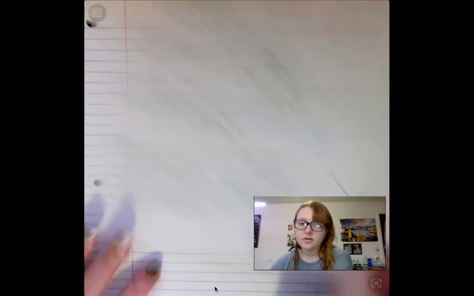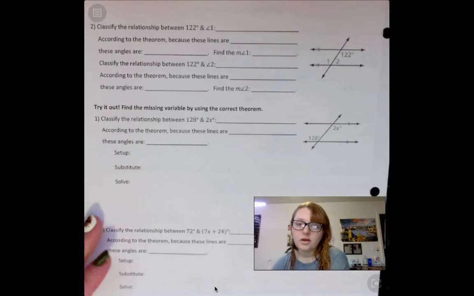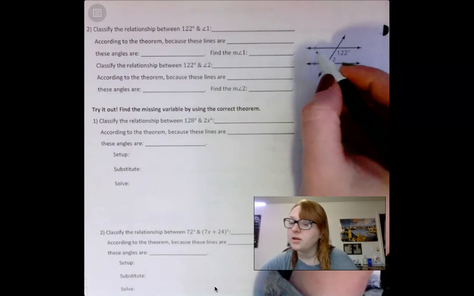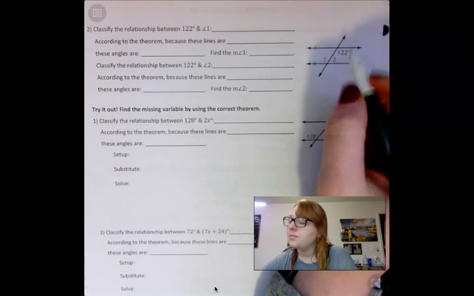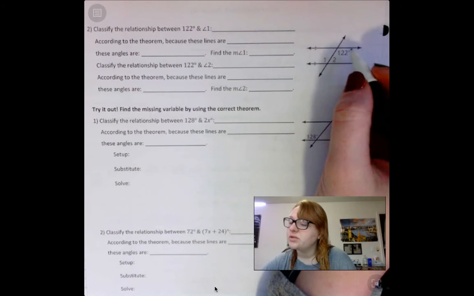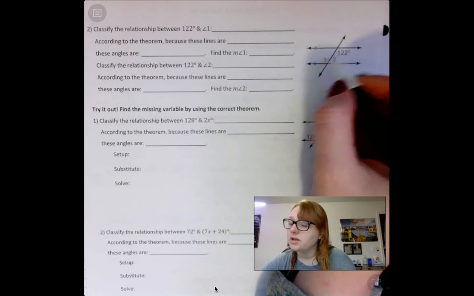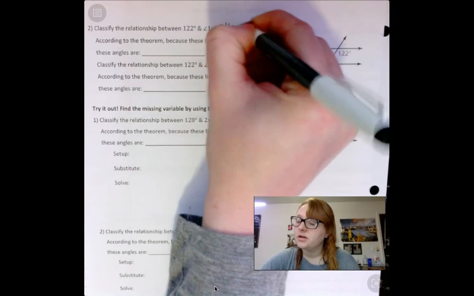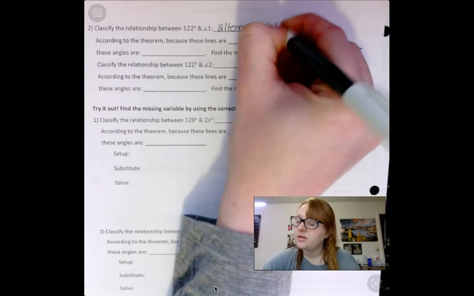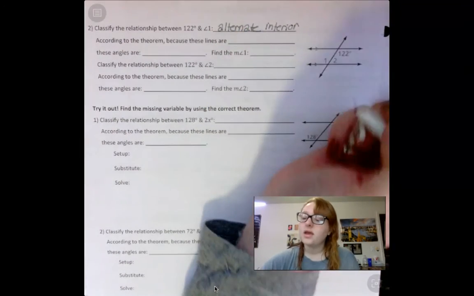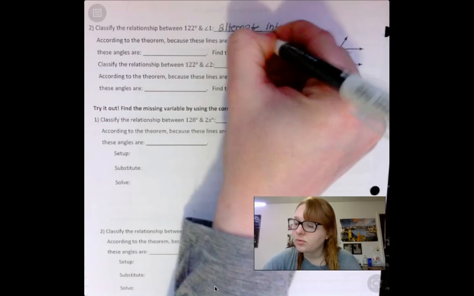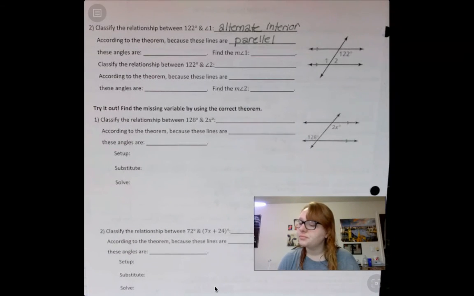Okay, let's go ahead and flip it over. Classify the relationship between 122 and angle 1. They are both on the inside of these parallel lines, and we know that they are parallel lines because of these two little arrows. Angle 1 and 122 are on opposite sides of the transversal. One is on the left side, one is on the right side. So I would say that these are alternate interior. And again, according to the theorem, because the lines are parallel, because that is very important in this section, I misspelled that.